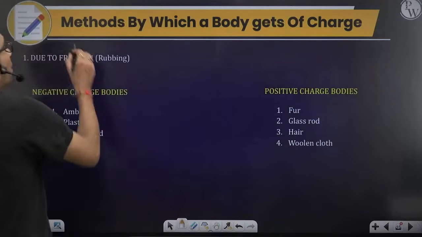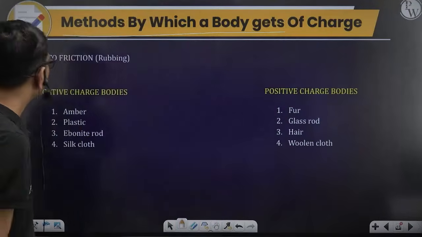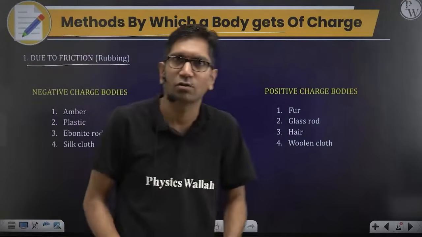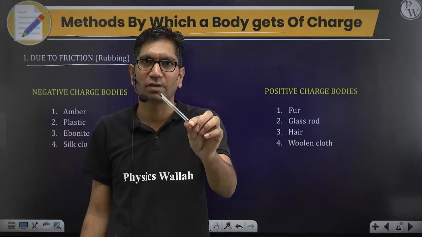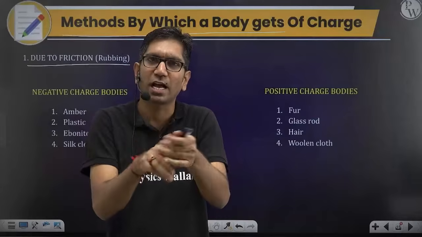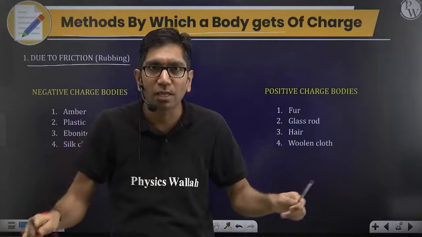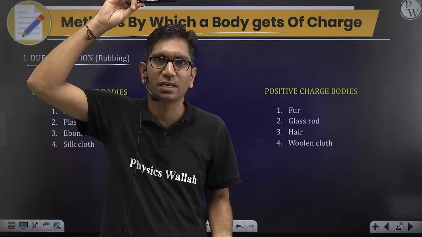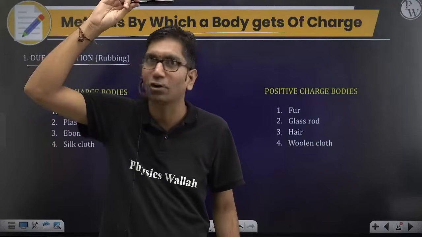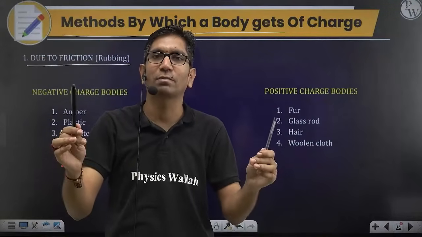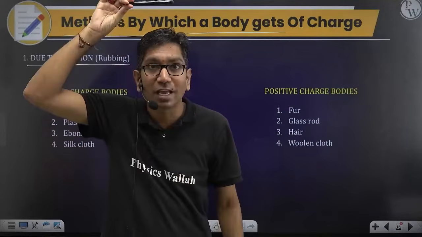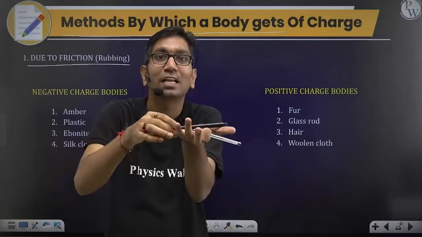Methods by which a body gets charged. One is due to friction. Friction is nothing but rubbing. As we learned in the beginning of the class, we have taken the glass rod and this ebonite rod. Initially they are neutral. Now they become charged. The hairs are attracting. Now they become neutral and the hairs are not attracting. When I leave this one, when it touches the ground, now the hairs are not attracting. Why? It is becoming neutral.